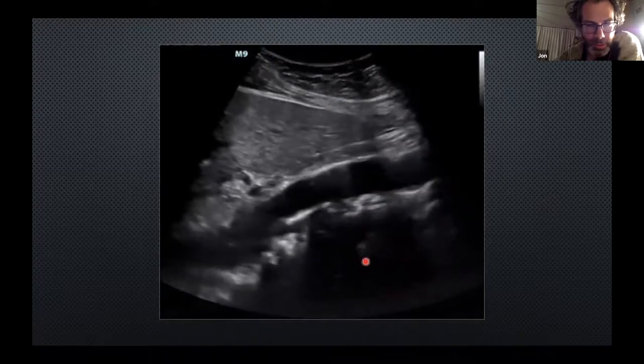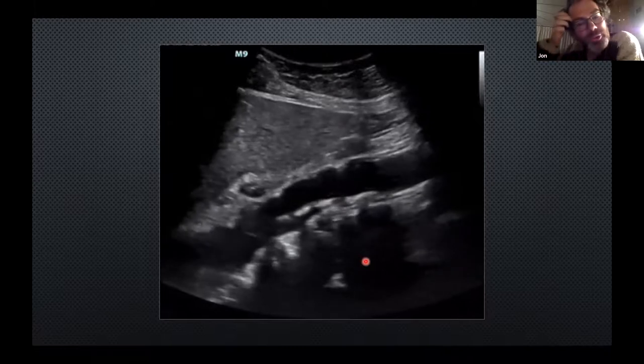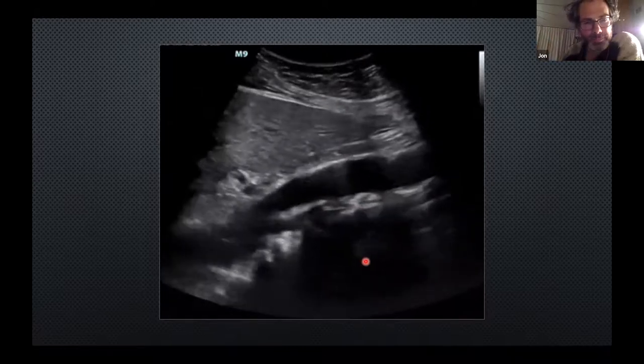And here, anyone like to comment on this picture? So it's a longitudinal aorta.